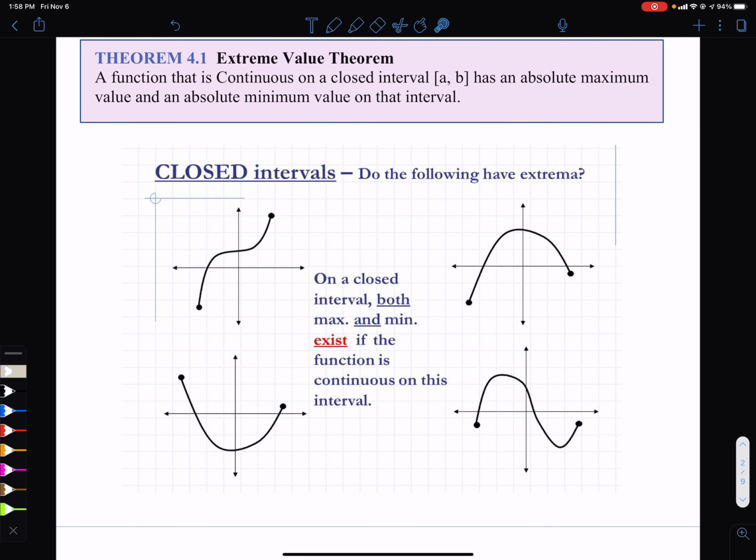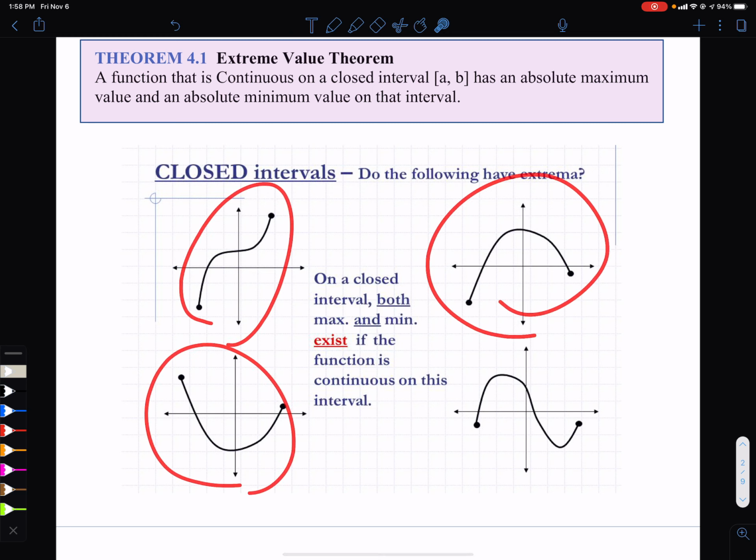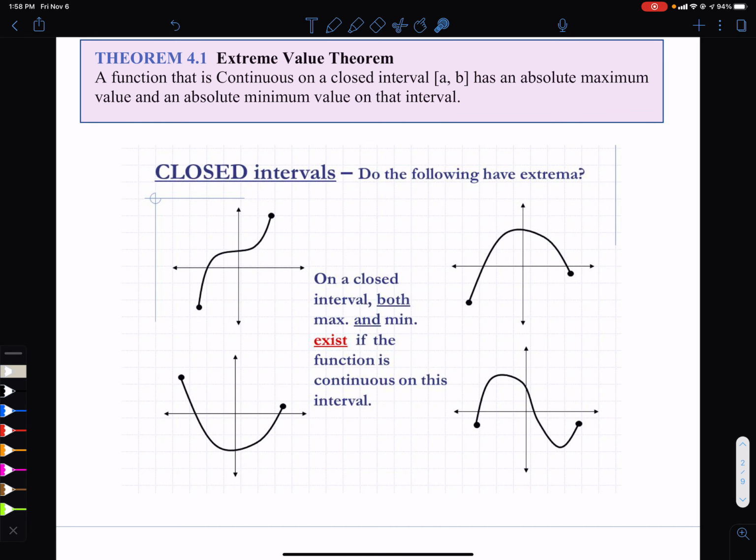And I want to point some things out here that are very important as we do this. These are all continuous. On all 4 of these, there's no holes, there's no jumps, there's no gaps, there's no vertical asymptotes. So all of these are continuous, and they all include their endpoints. And they all have a max or min. Max, min, max, min, max, min, max, min.